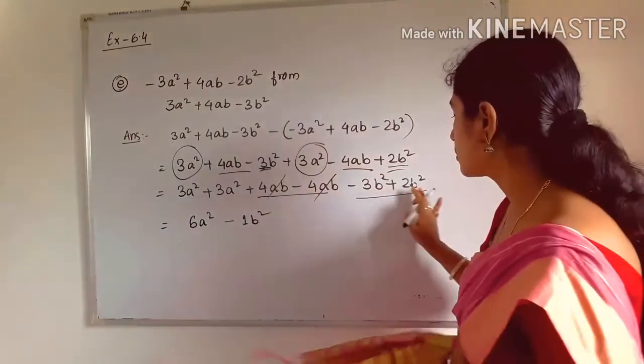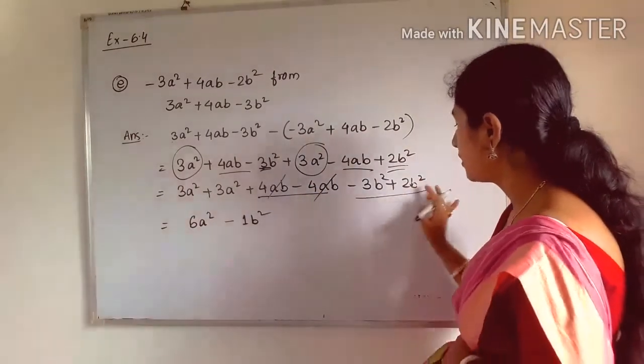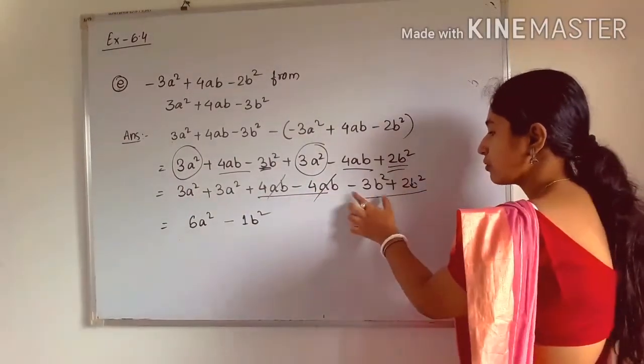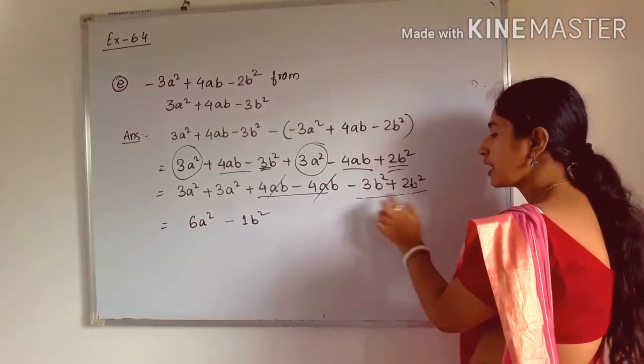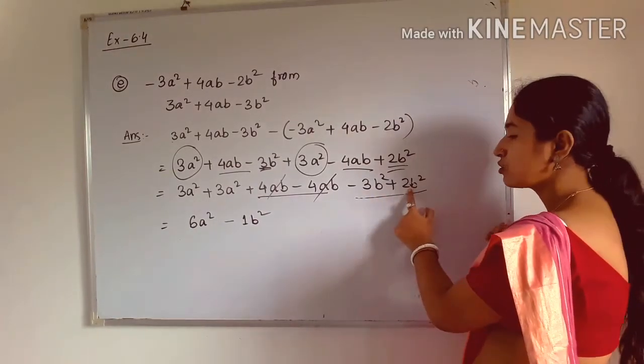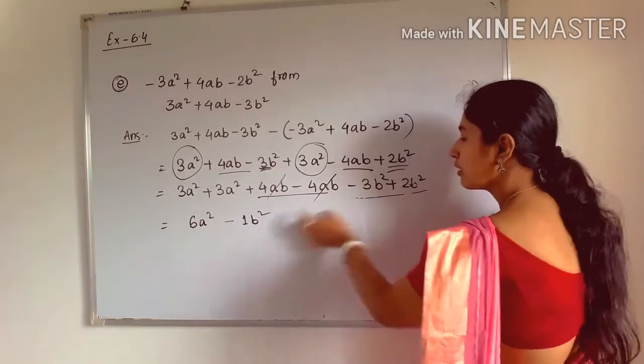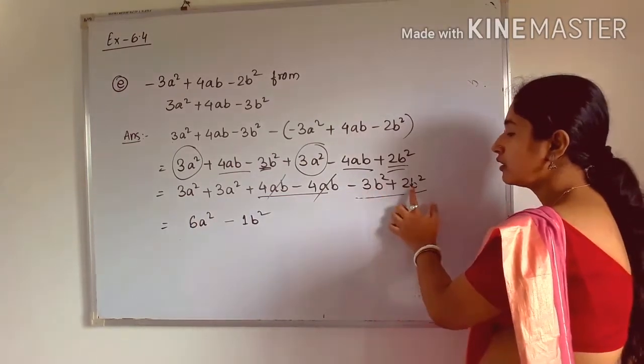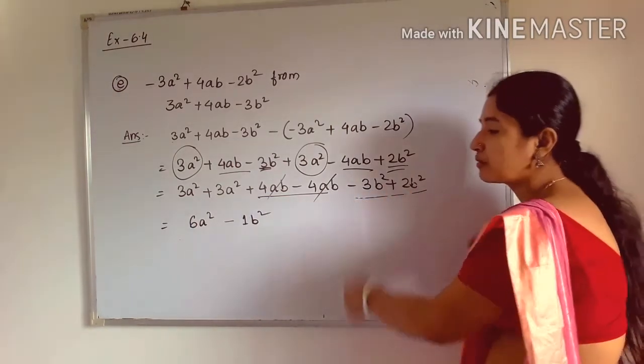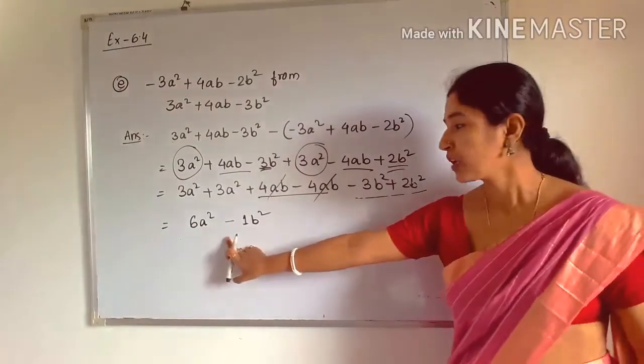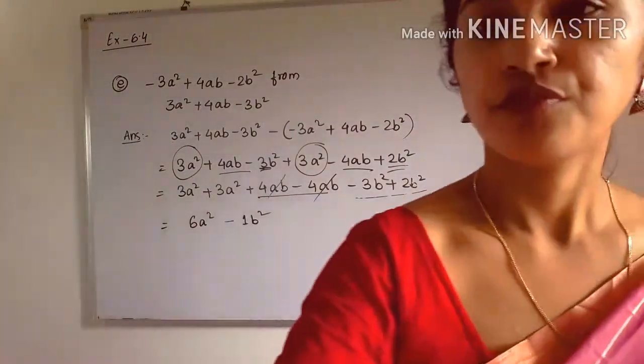So minus 3b square plus 2b square. This will be what? Minus 1b square. As you can see, both are opposite in sign, so we have to subtract. So 3 minus 2 will be 1. So 1b square, and 3 is greater than 2. So before 3 we have minus symbol, so we have to write minus. Okay. So this is the final answer.